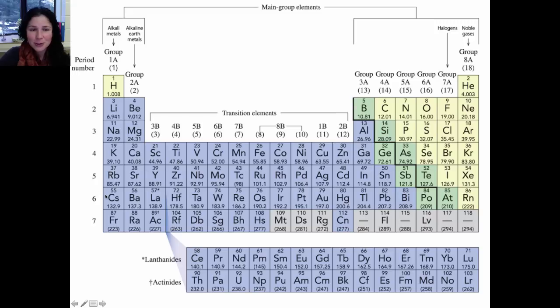Here's a periodic table for your reference. You could probably guess what the most common isotope of nitrogen would be. It would be 14. The most common isotope of oxygen is 16. In fact, it's pretty close to exactly 16. And the most common isotope for hydrogen is hydrogen 1.